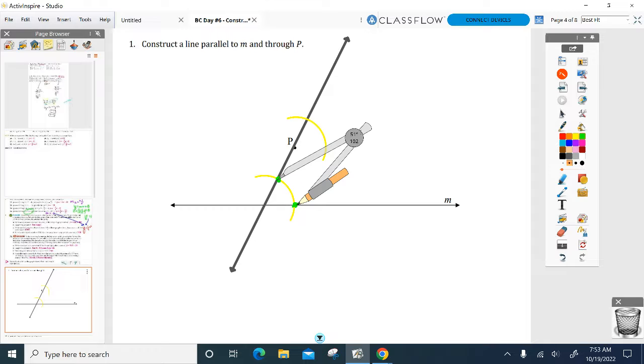Now go back up to your ray, but go up to where that arc intersected the ray. Don't go to point P. See where I'm at right here? That's where I want you to be, right where the arc intersected the ray. And here's your third and final arc mark. Make an arc that intersects that second one on the ray. Right there. There's your third and final arc mark.